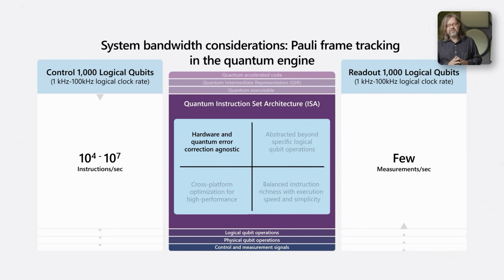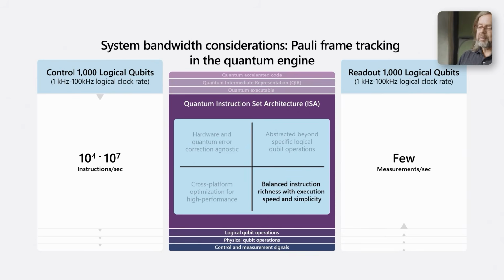We also introduced an instruction set architecture to abstract the instructions beyond the specific logical qubit operations. But more importantly, as we see here, doing that allows us to optimize performance, allows us to simplify the software, allows us to balance the instruction richness with execution speed and simplicity.